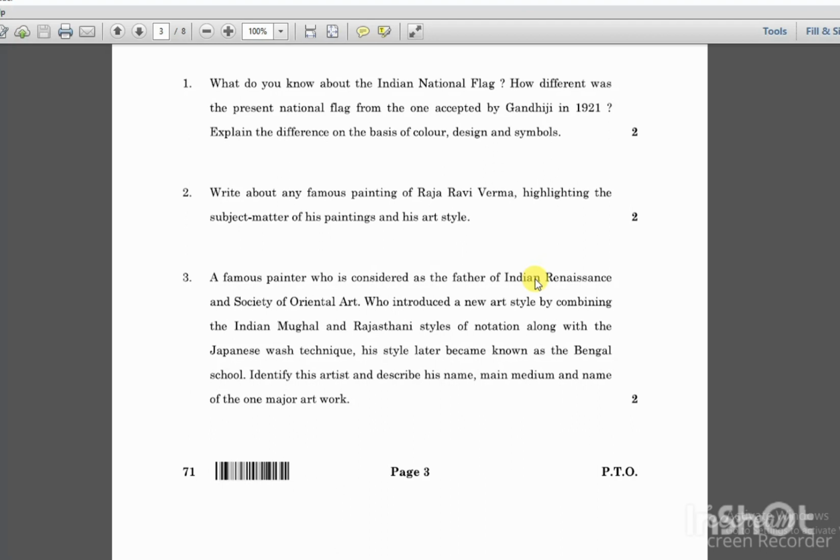So I will give you a brief. This question could also be framed into a 5 marker, but here it's mentioned as 2 marks. So if you write 4 or 6 points, it would be great. So I will give you the details, and we can frame the answer by pointing out some main points from this detail. So what do you know about the Indian national flag?